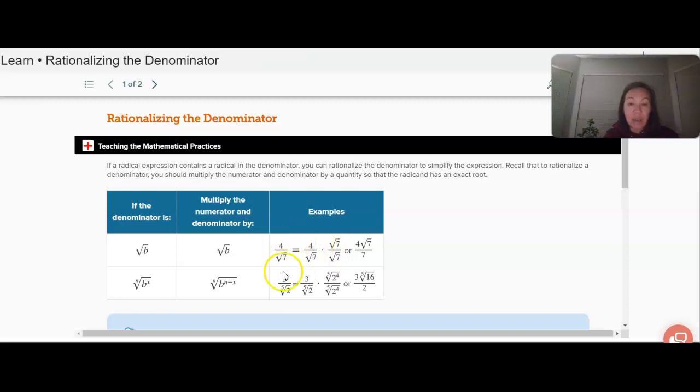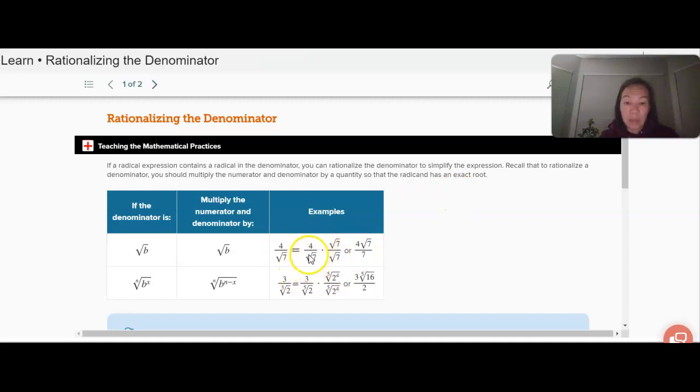By rationalizing, again, we're changing the denominator from an irrational number to a rational. And to do that, we're going to multiply it by a form of 1. And the form of 1 depends on what the root is. So in this case, if it's just a square root, square root of 7, then we'll multiply by that square root, the top and bottom. Again, you have to multiply by 1, so we multiply the top and bottom. Multiplying anything by 1 doesn't change the value of the number, it just changes the form of the number.